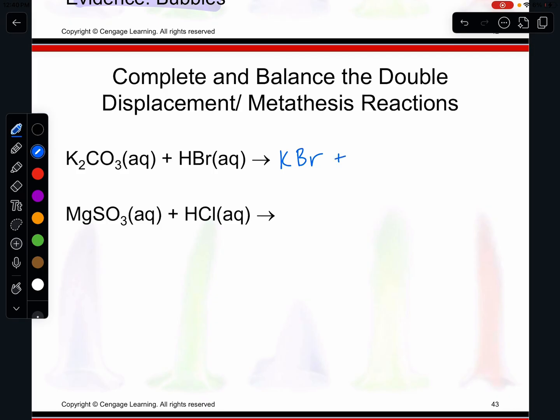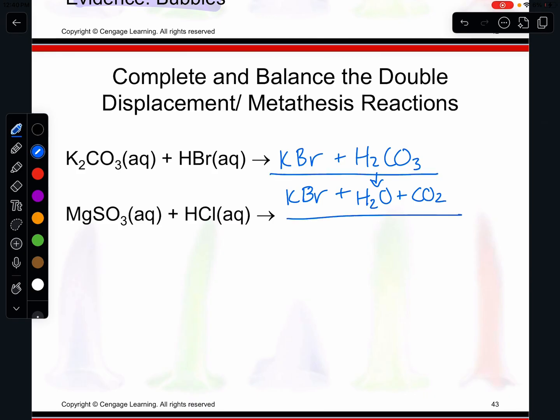I'm going to go ahead and fly through these. Now, I'm okay with you leaving this as H2CO3. You may have some professors in the future that prefer you to write that as H2O plus CO2. So it'd be KBr plus that. I am not going to require that, but I just want to show you both options, either this option or this option. Go ahead and erase that.